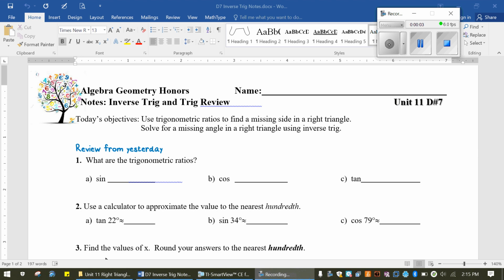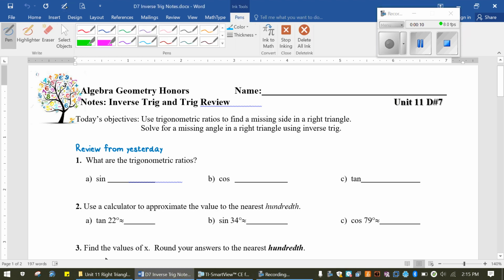Guys, we're going to start today's notes on inverse trig by first reviewing the trig that we did in yesterday's notes. So we're first going to talk about what those trig ratios are again. A sine would be opposite over hypotenuse, and we use SOH, that acronym, for sine opposite hypotenuse. And then for our cosine, that was adjacent over hypotenuse, so we use CAH. And then for our tangent, that was opposite over adjacent. So that's TOA.